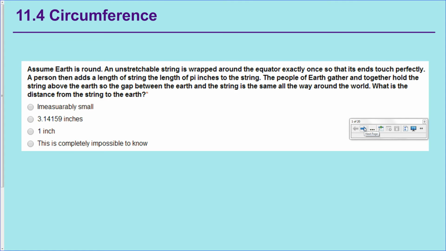Today we're going to talk about section 11.4. It's all about circumference. Up on the screen, you'll see your exit question for the day. It's a good one, so I'd suggest reading it now, freaking out a little bit, and then coming back to it later when you hopefully can answer it.